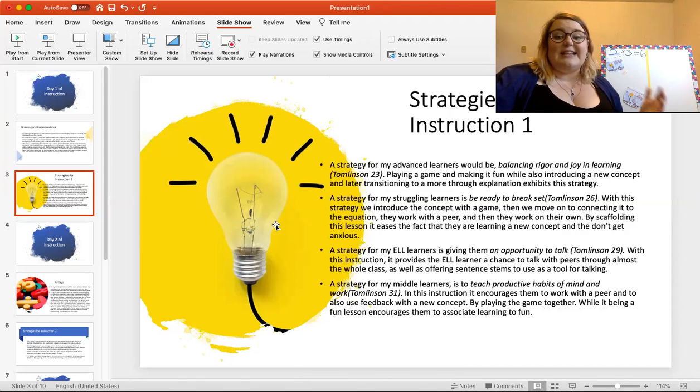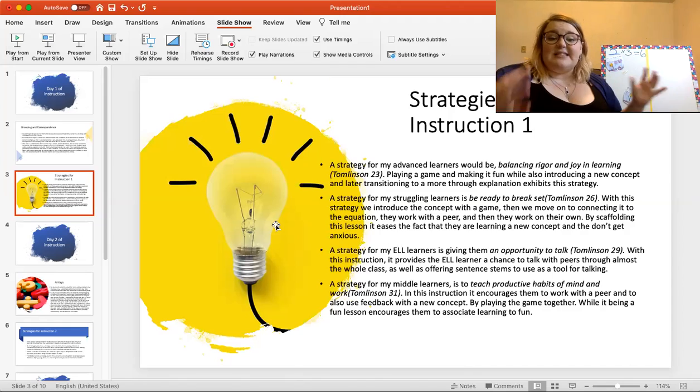Then we move on to connecting it to the equation. And then they work with a peer again, and then they work on their own. By scaffolding this lesson, it eases the fact that they are learning a new concept and they don't get anxious. A strategy for my ELL learners is giving them the opportunity to talk with their peers.